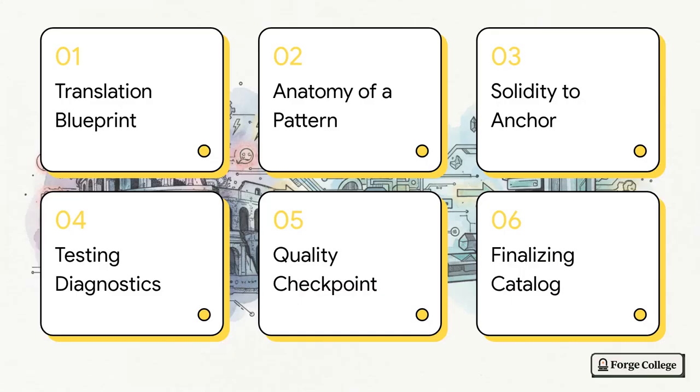We'll hit 6 main sections. First, the translation blueprint. Second, anatomy of a pattern. Third, Solidity to Anchor translation. Fourth, testing and diagnostics. Fifth, the quality checkpoint. And finally, number 6, finalizing the catalog. Let's just jump right in.